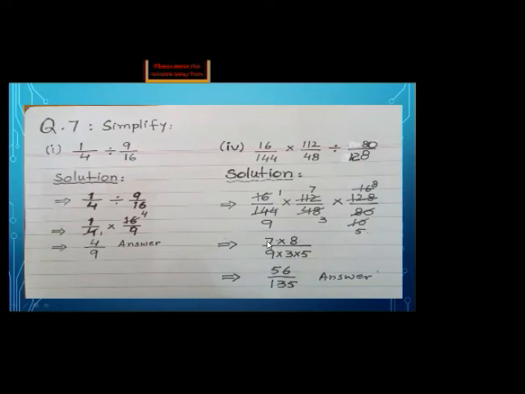Multiply the numerator, 7 multiplied by 8, giving the answer 56. Now 3 multiplied by 9, the answer is 27. 27 multiplied by 5, giving the answer 135. So the answer is 56 upon 135.